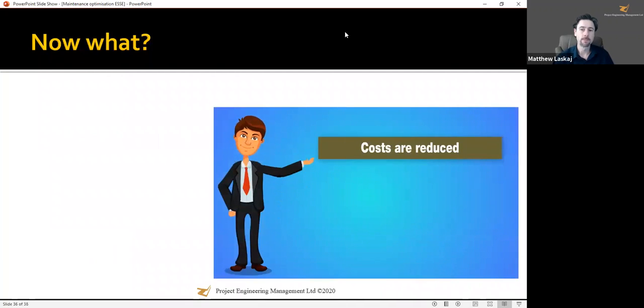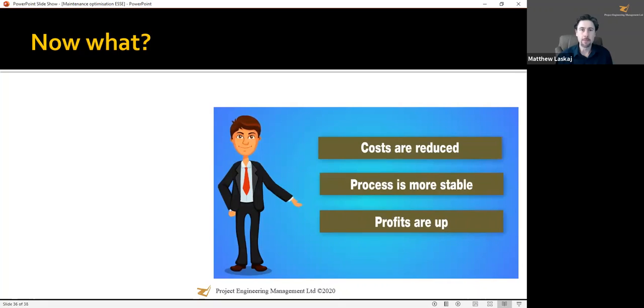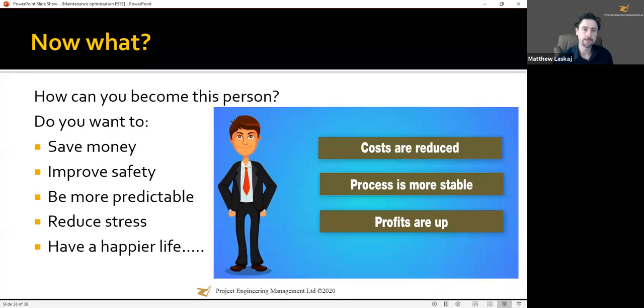So now what? Our maintenance manager is a happy person because by doing the proper plans, costs are reduced, okay? So no longer does that last maintenance manager upstage us. We've actually reduced costs by doing it a better way rather than cost cutting. The process is more stable because we're going to be able to predict when we're going to do the maintenance. And what's the business's main aim? It's profits. Profits are up. Our maintenance manager, now you're on the path to promotion.